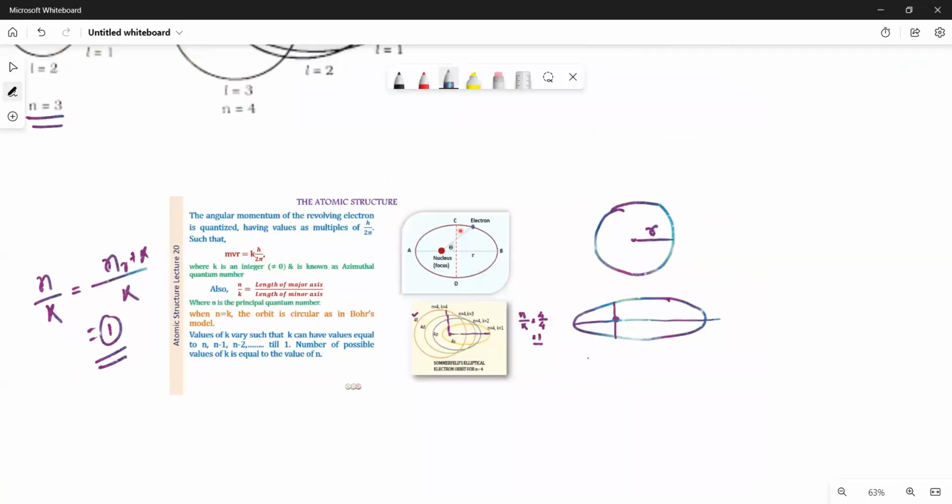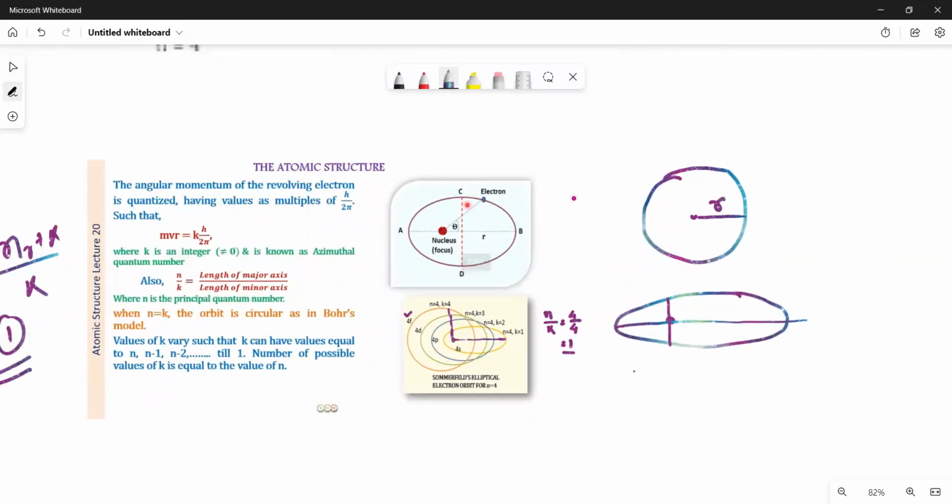আচ্ছা, এইটুকু একটু বোঝা গেছে কি, মানে স্যাররা কি আগে এগুলো বলেছিলেন? তো এখানে লেখা আছে যে value of k vary such that k can have values equal to n, right? Or n minus 1, n minus 2 till 1. Number of possible values is equal to k is equal to n. আমি যেটা অলরেডি বললাম actually। মানে ম্যাক্সিমাম নাম্বার হচ্ছে k = n, এতগুলো ভ্যালু হবে, কিন্তু আমরা সব সময় এটার ভ্যালুটাকে ধরব n মাইনাস 1 থেকে স্টার্ট করব, n পর্যন্ত যাব, ঠিক আছে?